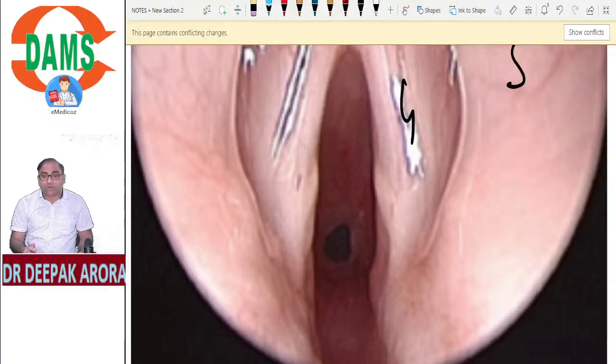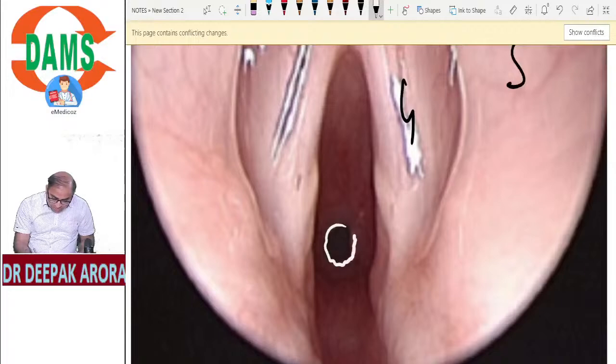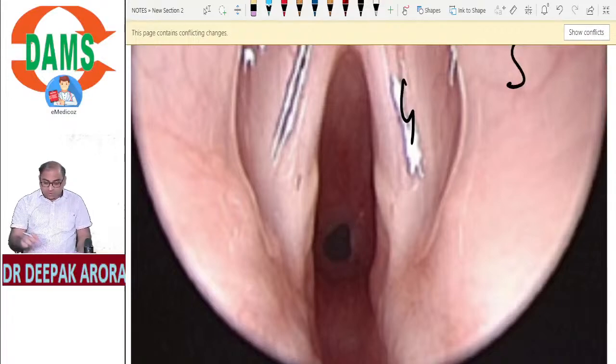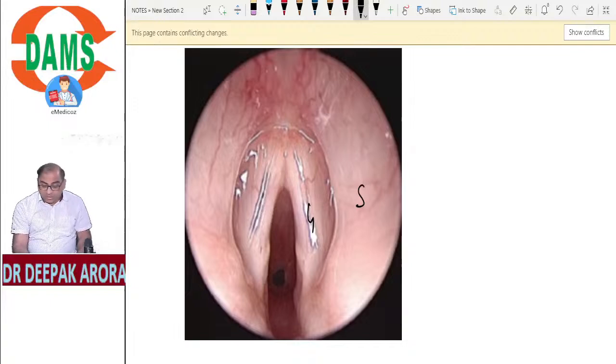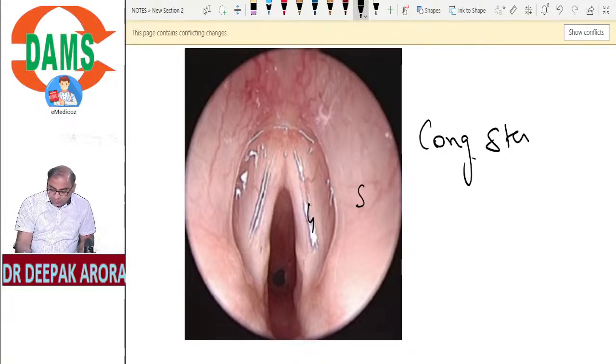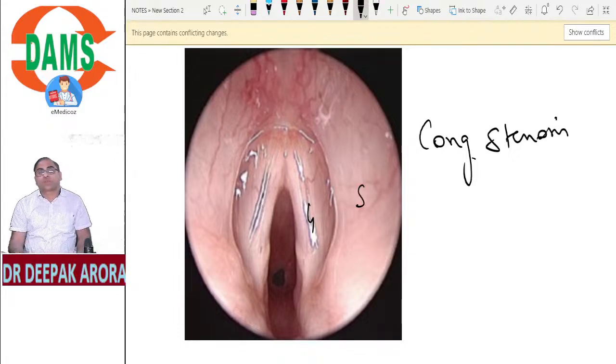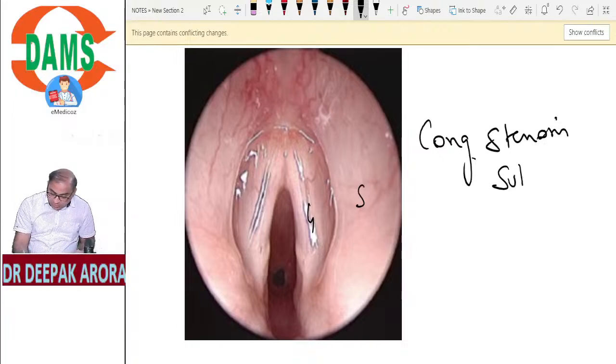But now what I'm observing, this is the endoscopic view, I'm seeing the subglottic area is very small. Now focus your eyes on this area. This is subglottic, a very narrow space. Therefore, we are discussing now why we label this patient as congenital stenosis. What is the most common site for congenital stenosis? Subglottic area. Make a formula with me.